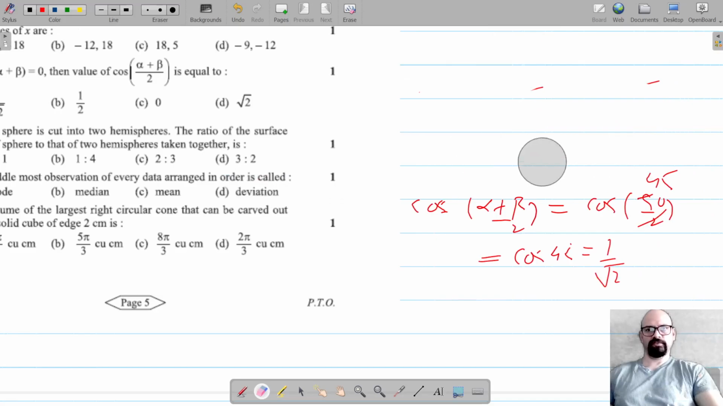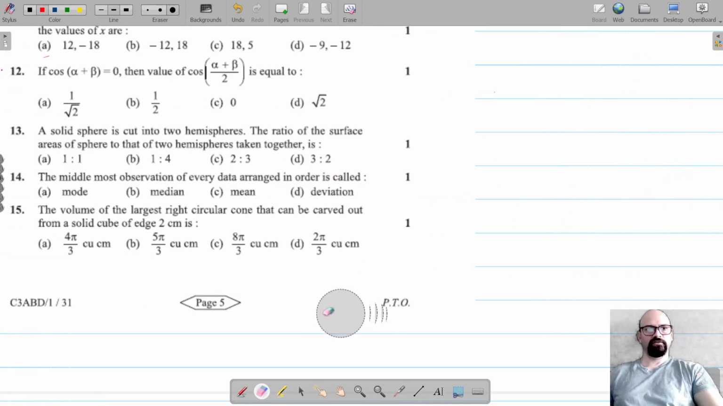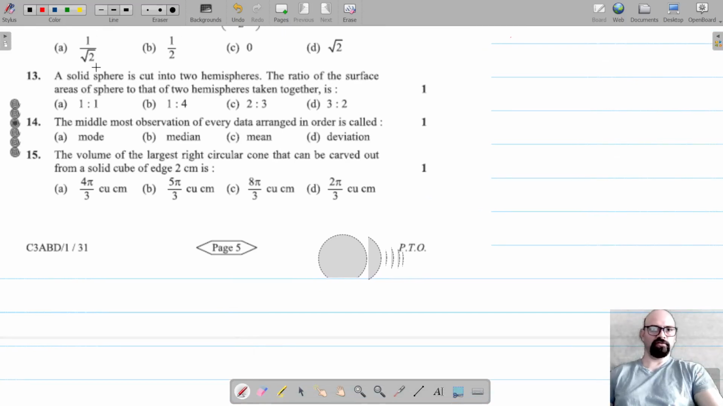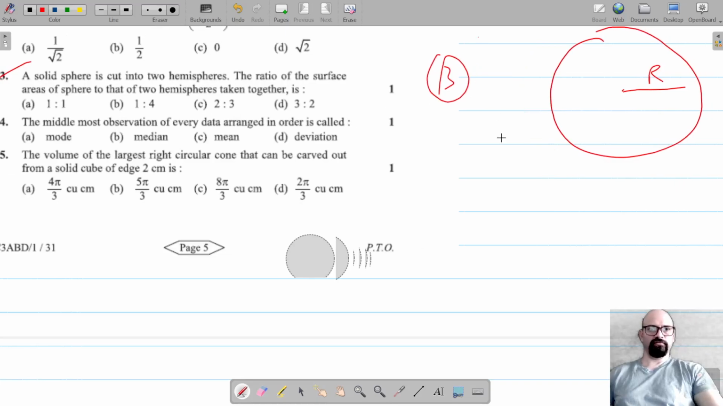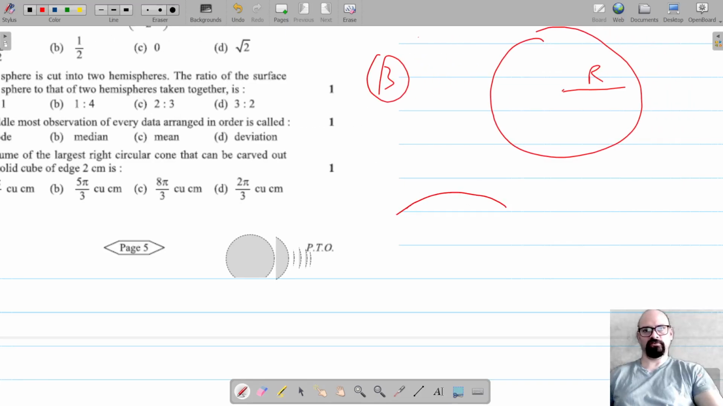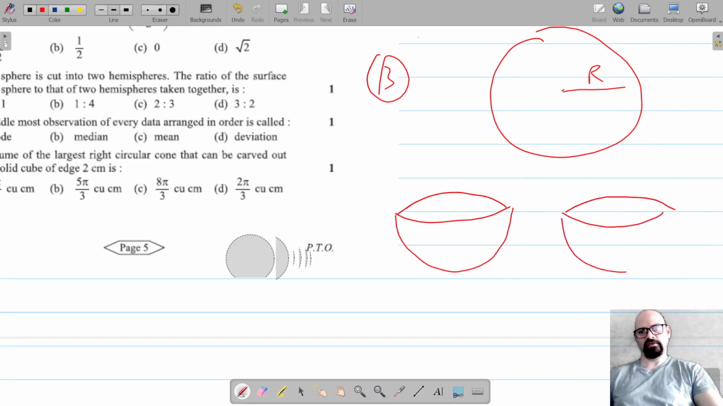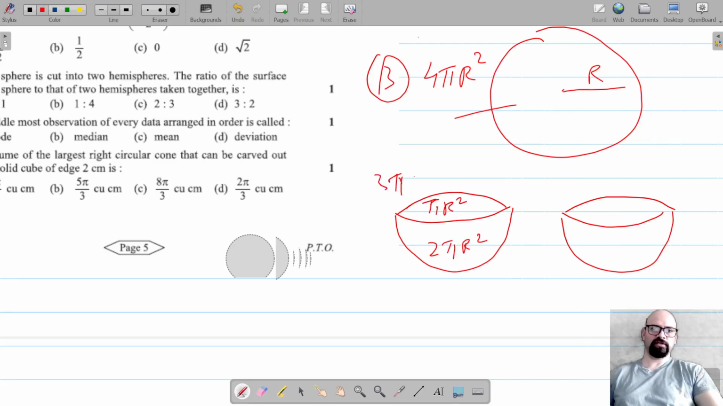Moving on to question number 13. Question number 13 says a solid sphere is cut into two hemispheres. So let's say this is a solid sphere of radius r that is cut into two hemispheres. Their radius will remain as it is, but their total surface area: the sphere's surface area is 4 pi r square. This curved surface area is 2 pi r square, and this circle is pi r square. So its total surface area is 3 pi r square. Similarly, the other hemisphere's surface area is 3 pi r square.